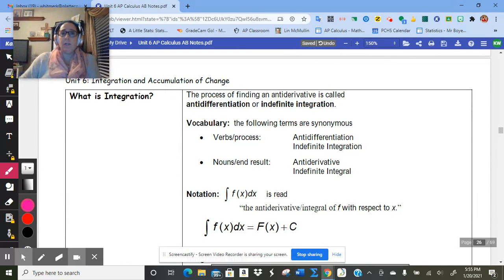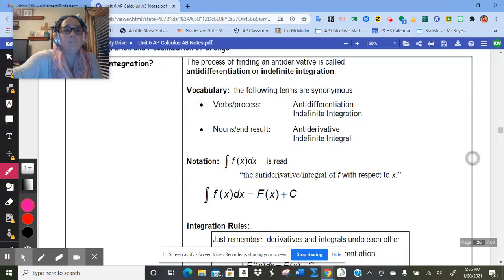So here's what integration is, some vocabulary. The verbs: anti-differentiation, indefinite integration. The nouns: the antiderivative, the indefinite integral. These are all telling me I need to go take the antiderivative here, okay?